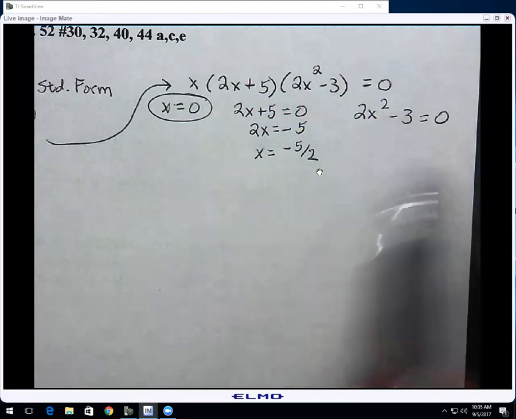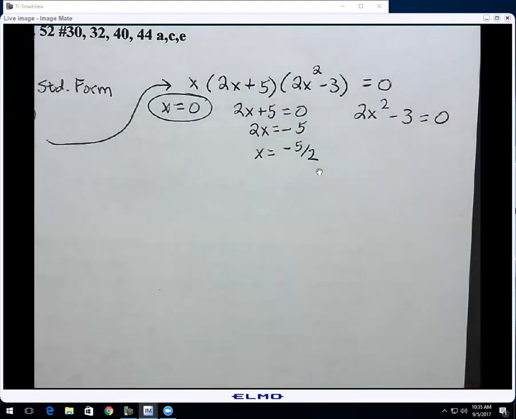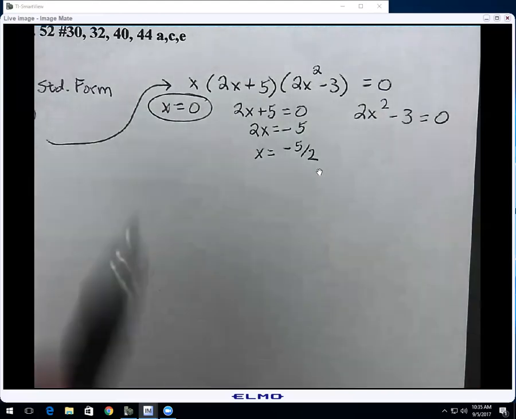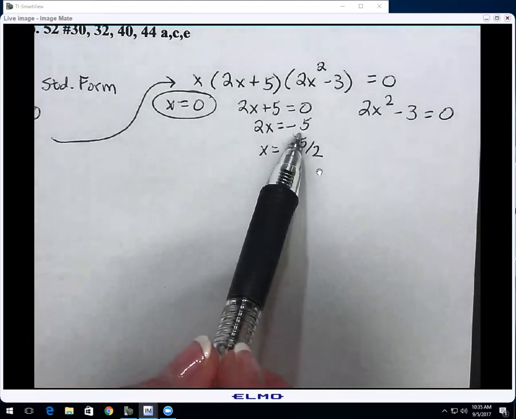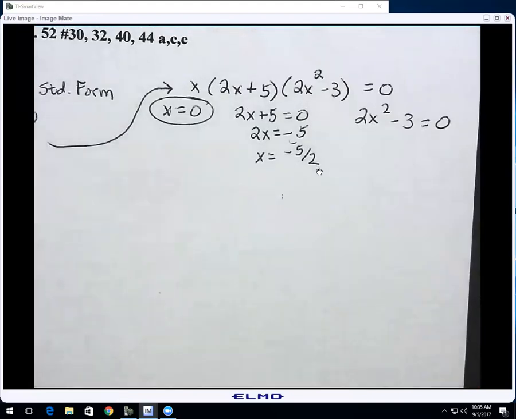What kind of equation is that second equation? Hold on, how did you get the negative 5 over 2? I had to subtract 5 from both sides and then divide by 2.